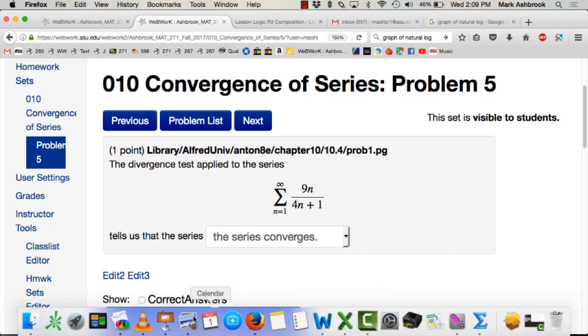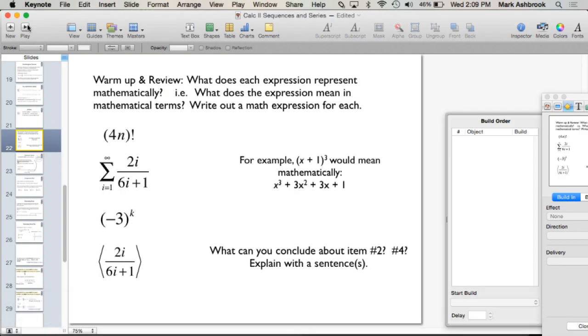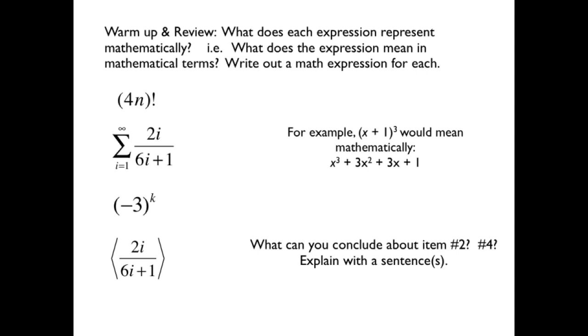Okay, so let's just do a little warm up here. We don't take a lot of time, but I want to know for these 4 things, when you see each of these, you think what? Mathematically. So, for example, if you see x plus 1 quantity cubed, you might think, oh, that's x cubed plus 3x squared plus 3x plus 1. What does this mean mathematically?